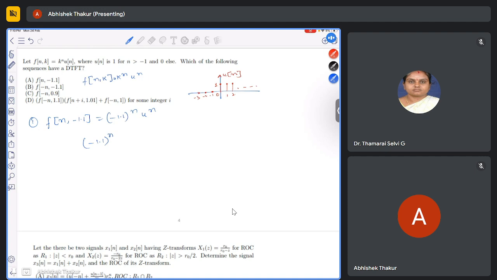So whenever n increases, this value will tend to infinity, for the first one. Now for the second one, when n tends to infinity, this value tends to infinity. In option B, that is minus 1.1 to the power of minus n, so this we can write here.